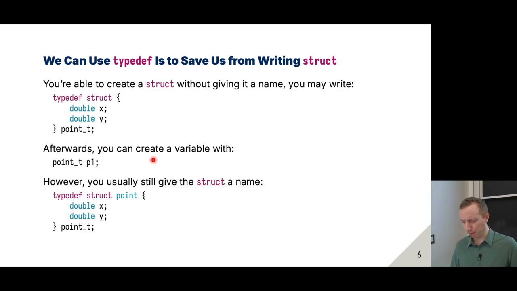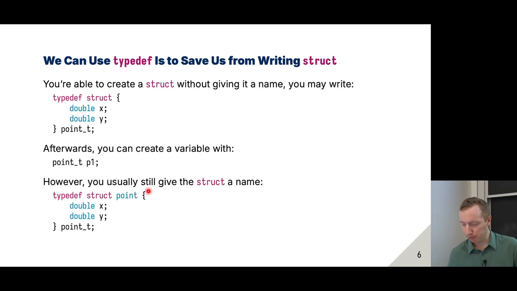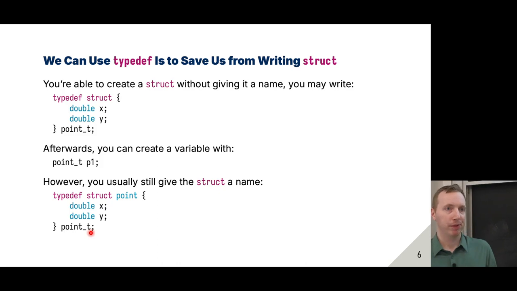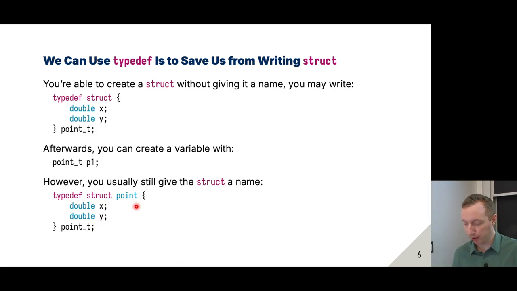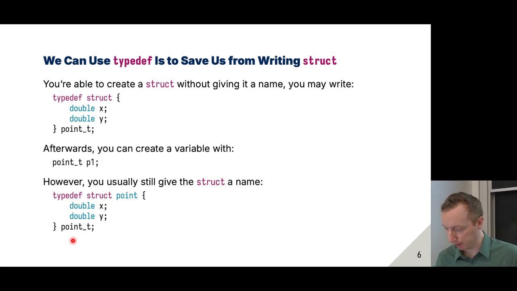But usually, unlike enums, you should still give structs a name. So if I want to do this, I could do typedef struct point, and then give it the curly brackets, give it the x and the y, and then point, and then give it the new name point_t. And now I have two names I can use. I can use whatever one I want. I could use struct point. If I don't want to type struct, I can use point_t, but both mean the same thing, just have an x and a y.